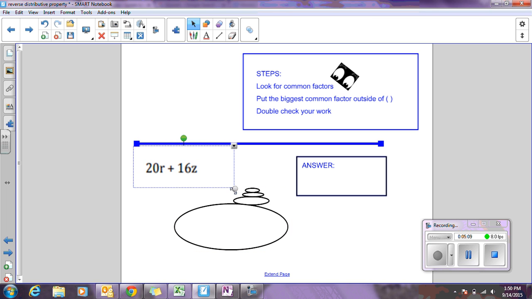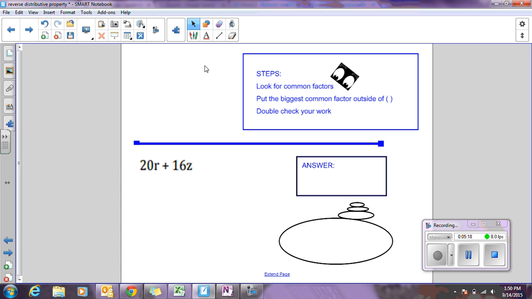20r plus 16z. Okay, the first thing I notice is that we have an r and a z, and they don't have anything in common, so I'm not going to be able to put them in my thought bubble. But let's start looking at what a 16 and a 20 have in common. They have a 1 in common, but that's not going to help us. They both have a 2. They do not have a 3, but they have a 4.